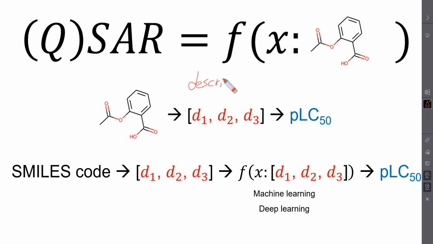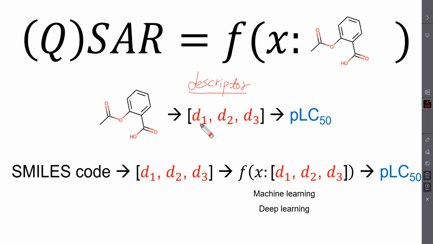So a descriptor is a mathematical interpretation of molecular structure. That's the definition in the textbook, and a more practical definition is that descriptors are any numerical values calculated from the given molecular structure. We say it's a descriptor because it describes the structural features.